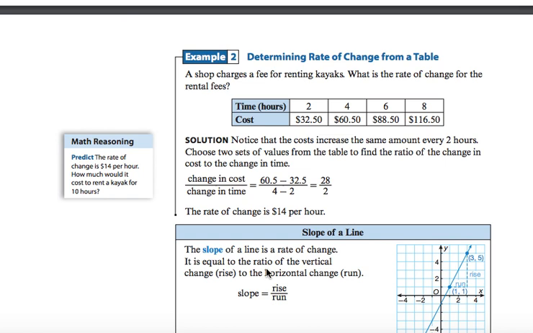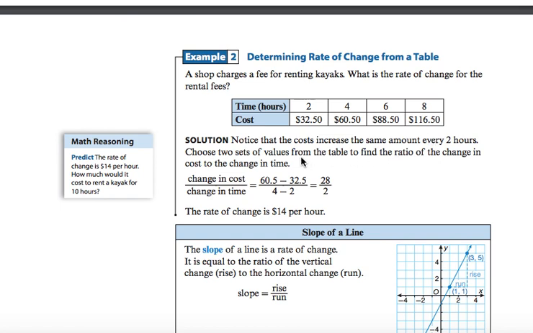A shop charges a fee for renting kayaks. What's the rate of change for the rental fees? When you're renting something, a lot of times it's based on the hours that you're renting it. In this case, if you rent a kayak for 2 hours, it costs you $32.50, 4 hours, $60.50, 6 hours, and so on. So the solution here: notice that the cost increases the same amount every 2 hours.